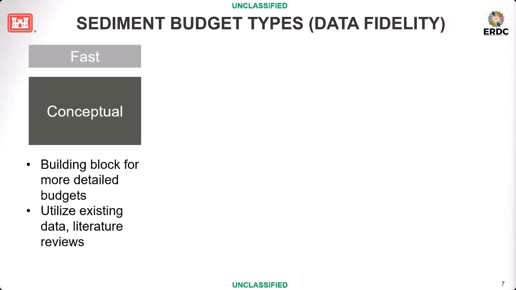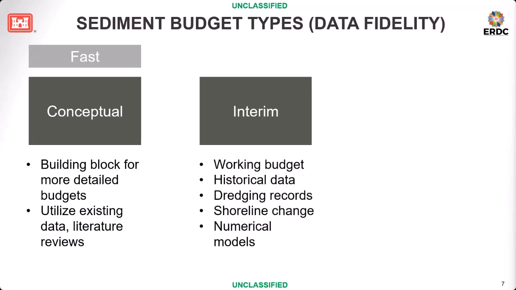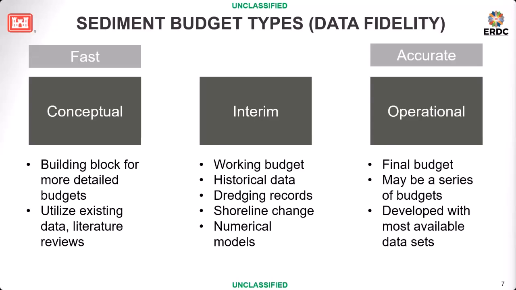And then from here, we can build onto an interim budget. So this is more refined than the conceptual. It's going to take some more work, but I like to call this our working budget. This is where we're pulling in more data sources. We're looking at dredging records, shoreline change, whether that is surveyed shoreline change, or remotely sensed from satellite imagery. We're going to start incorporating maybe some models, GenCade, CMS, trying to figure out how much sediment's moving in our system. And then finally, we have our final operational budget. And this is going to be our most accurate.